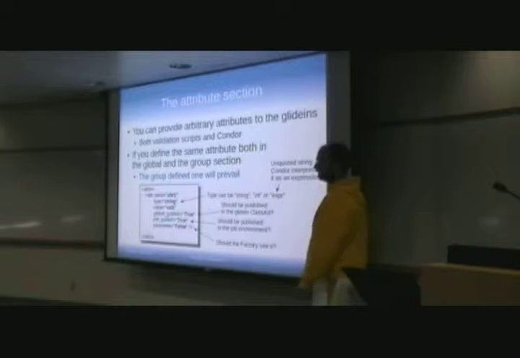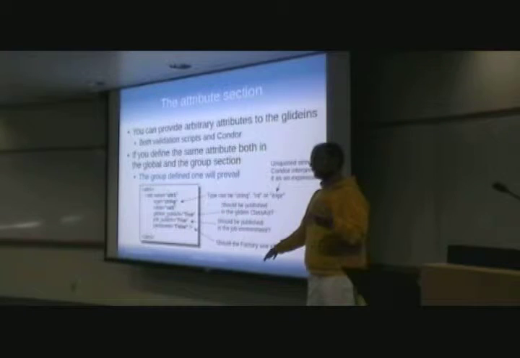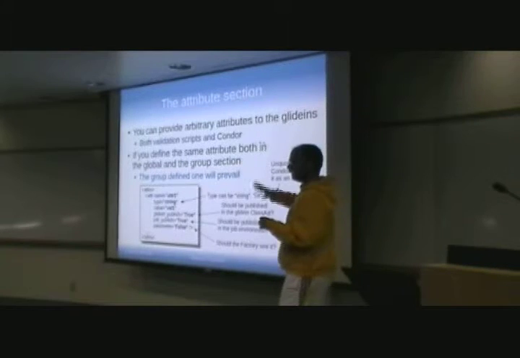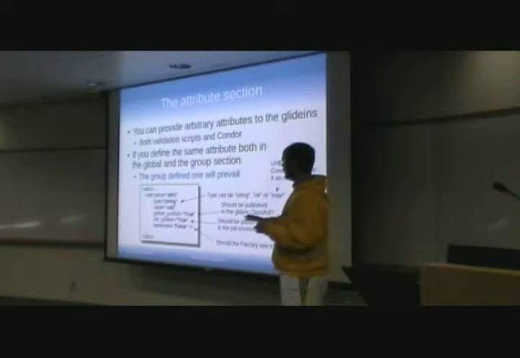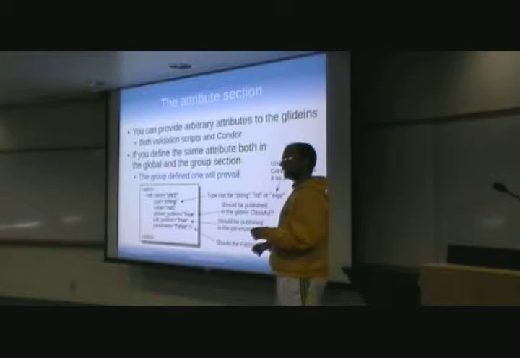Then you have the attribute section. Here is where you define all the attributes that go either to the factory or the glideins, and through the glideins to your Condor class ad, or even in the user environment. And this must be static, essentially. You can have them both in the global and in the group section. And if an attribute with the same name is in both sections, the group one wins. So you can define a generic default in the global section and override it in the group section later on, for example, to deal with exceptions and stuff like that.